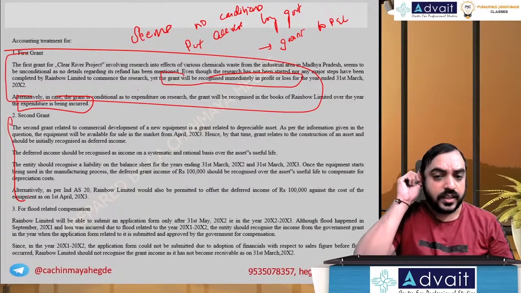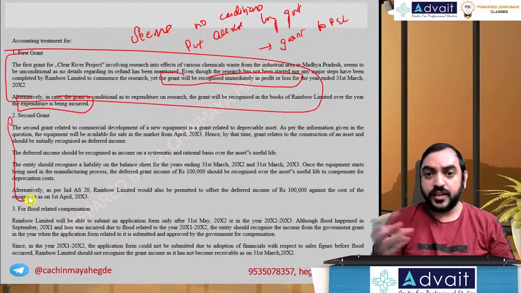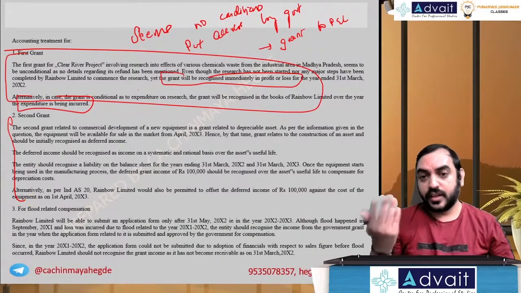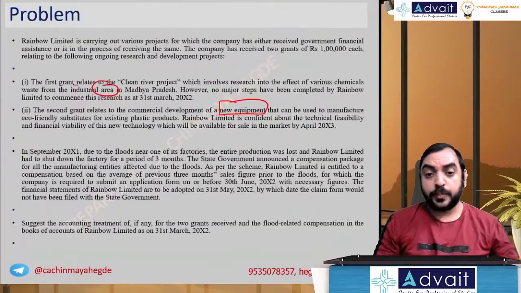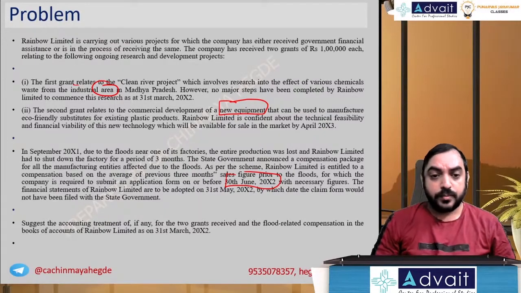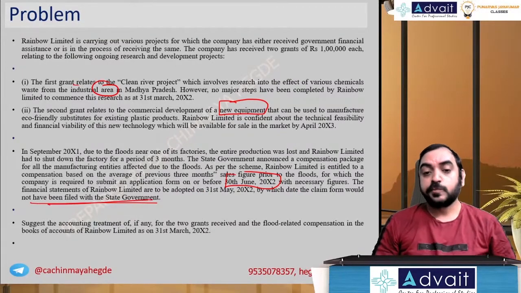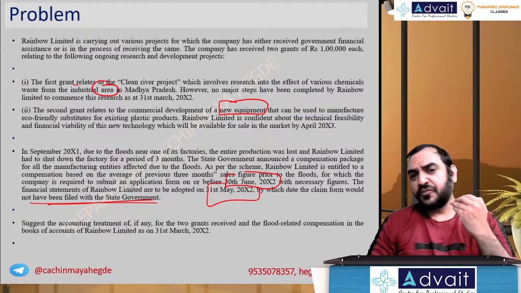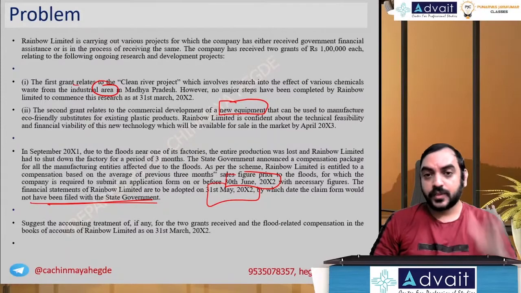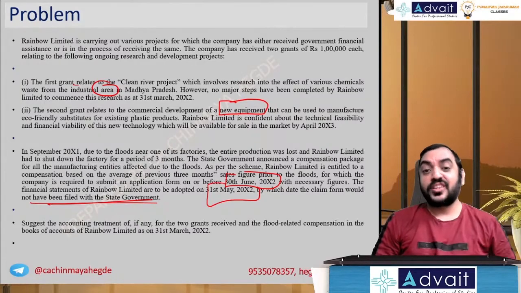Third grant basically is towards the flood, so you can recognize the grant immediately, but the point is by 30th June, the company is required to submit an application form, but the claim form would not have been filed with the government. So accounts have been approved by 31st of May, but by 31st of May you have not yet filed. So the confirmation is not there.